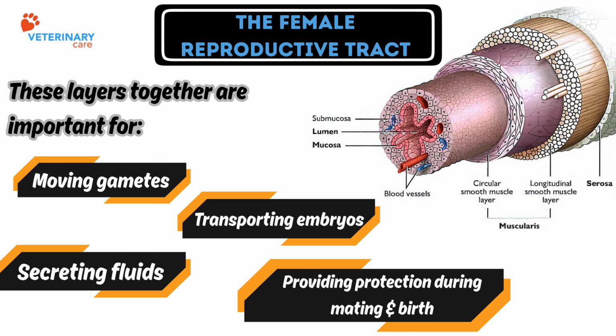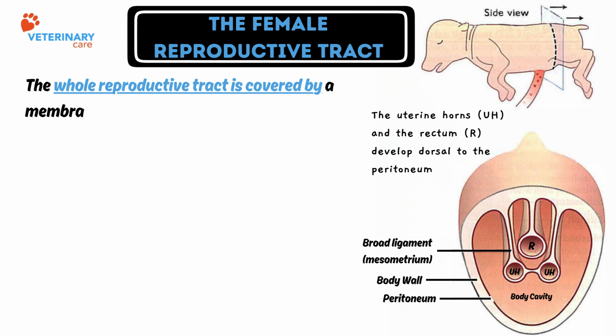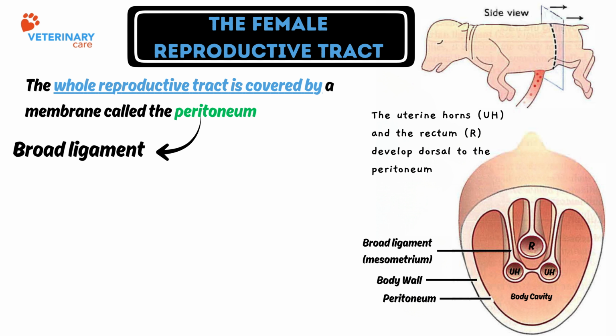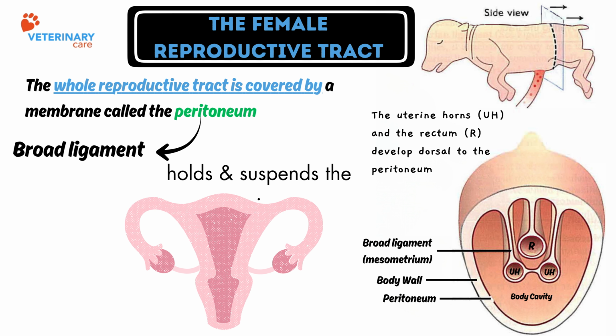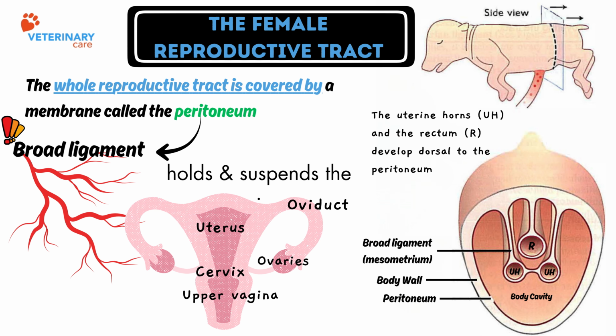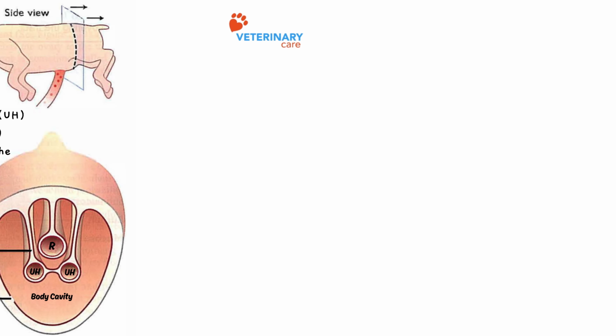The whole reproductive tract is covered by a membrane called the peritoneum, and from this develops the broad ligament. The broad ligament holds and suspends the ovaries, oviduct, uterus, cervix, and the upper vagina. It is also very important because it carries blood vessels, lymphatics, and nerves to these organs. The broad ligament has 3 main parts.